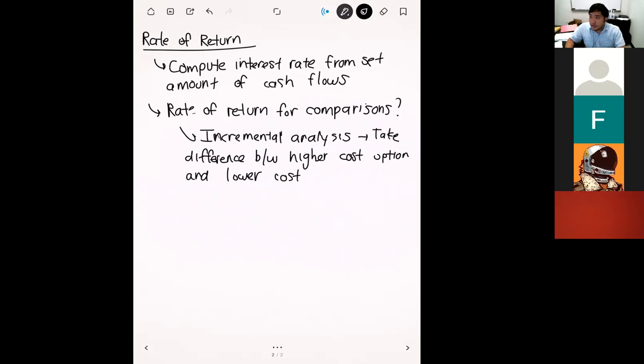Specifically, you're going to take the difference between the option that costs more, which we'll call the higher cost option, and most of the time this is the option with a higher initial cost. Then we subtract from that the lower cost option, or the option with the lower initial cost. Then we find the rate of return of this increment, or the difference, and compare it to the MARR, which, remember, is the minimum attractive rate of return.